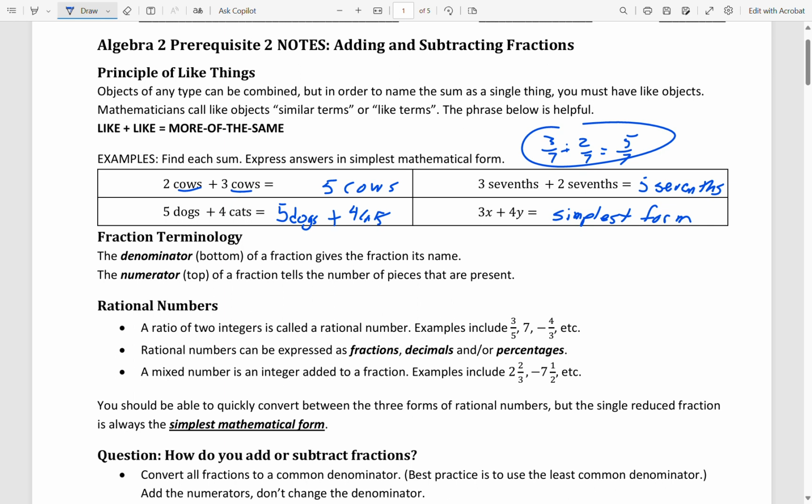Now, the denominator literally means to give name to. So the names of these fractions are all sevenths, and the numerator counts or tells the number of pieces I have. So I have 3 pieces plus 2 pieces is 5 pieces if those pieces are the same type of piece. So what gives it its name, what tells you that they're like nature, is the denominator.